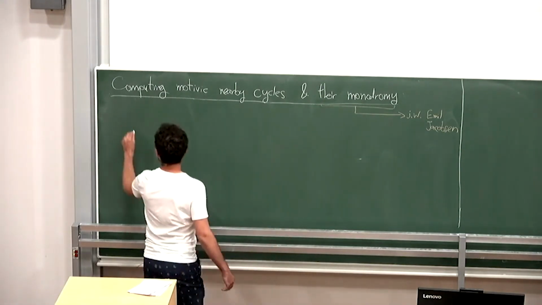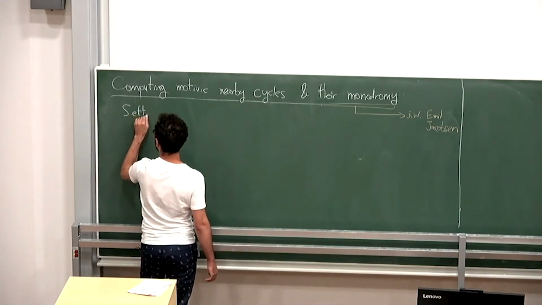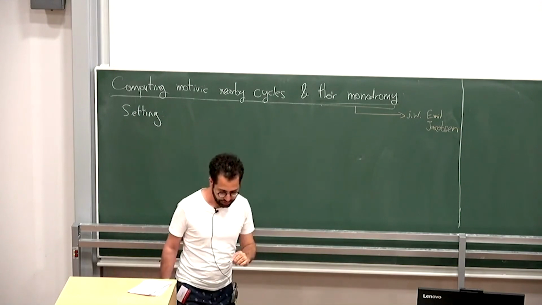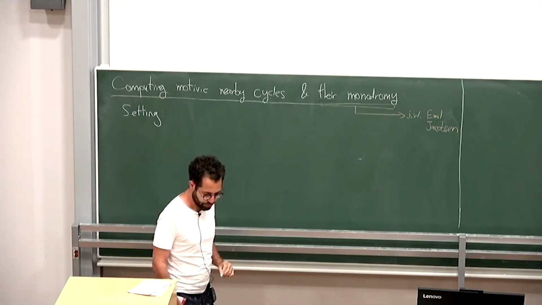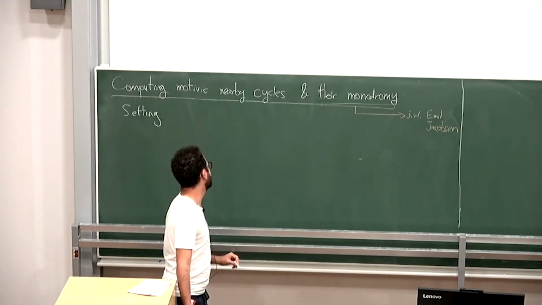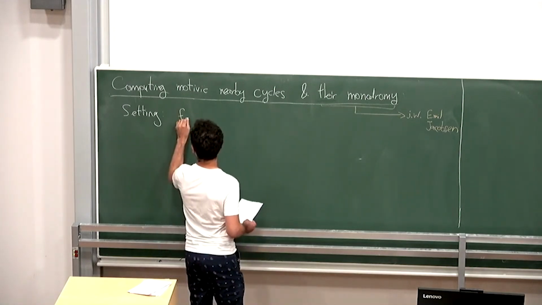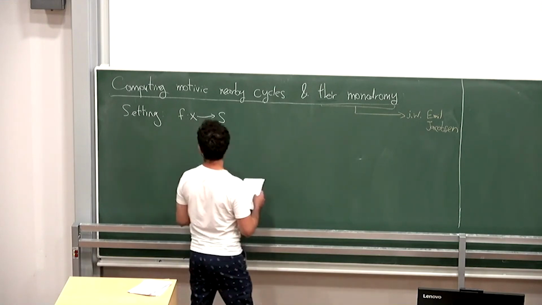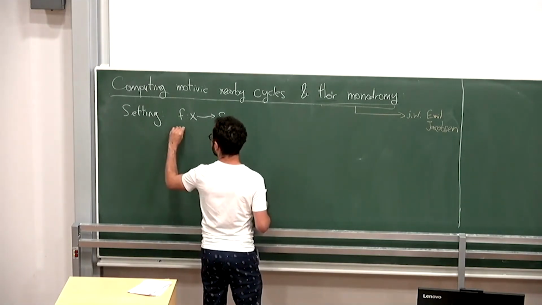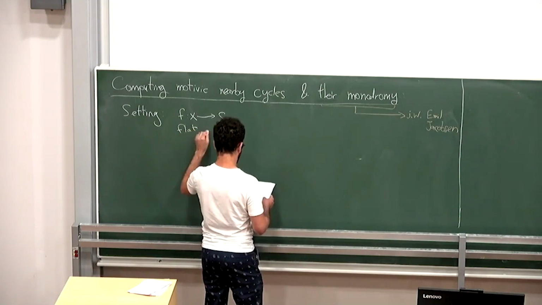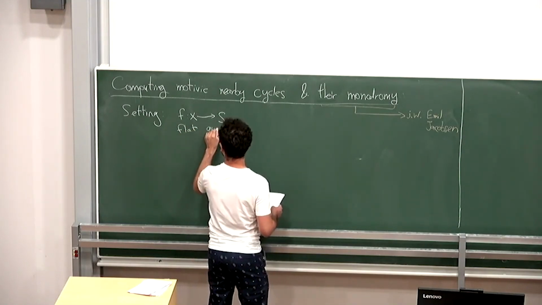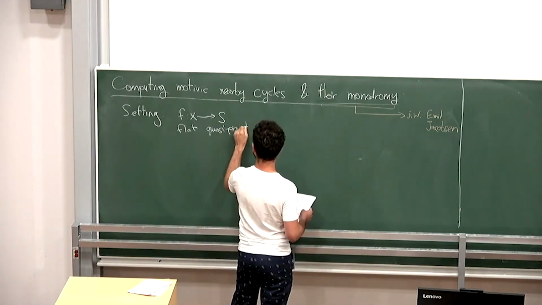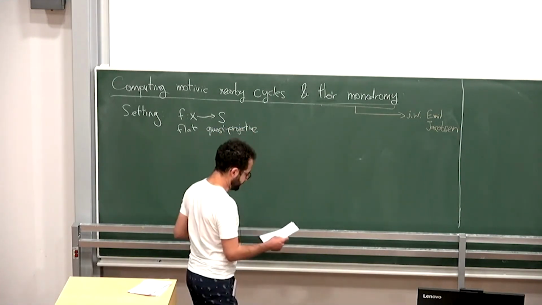So the general setting that we work in is we have a map f over a base, a map of schemes, which is flat and quasi-projective.